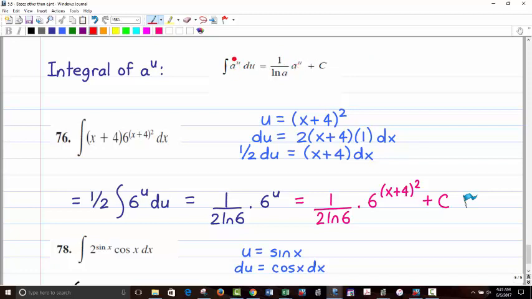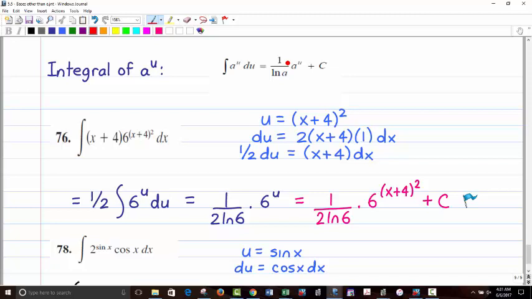So once again, that's why this works. If that was e, ln of e would be 1. That would go away, meaning the integral of e to the u du is e to the u plus c. We've already seen that. So it's not a big adjustment to do this integral. It kind of follows right off of e to the u.